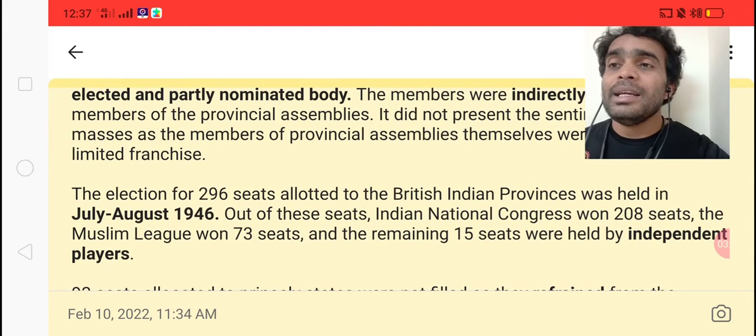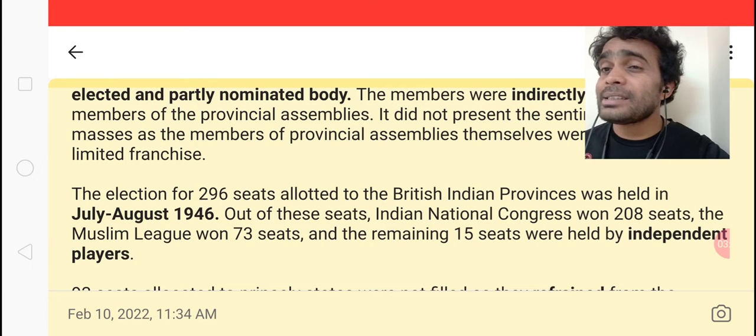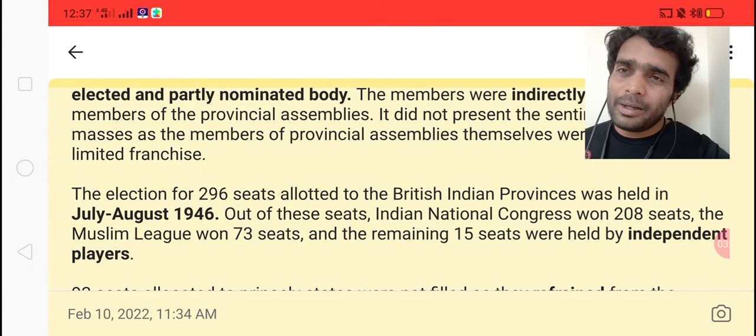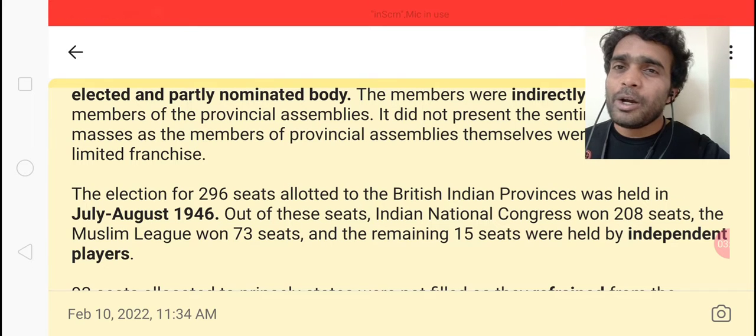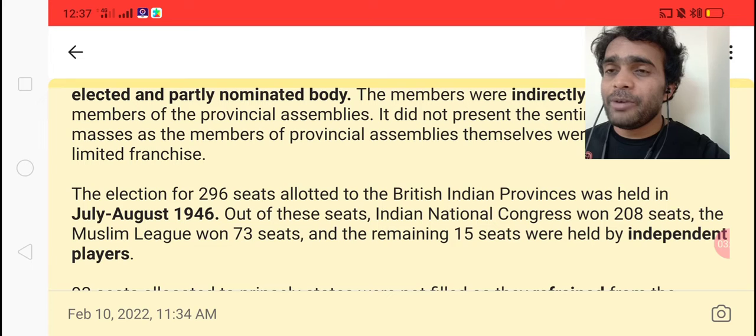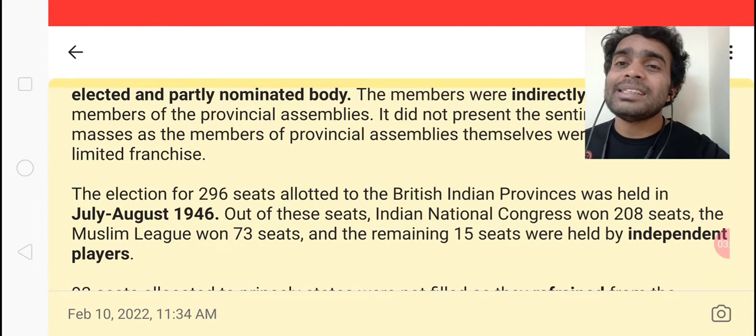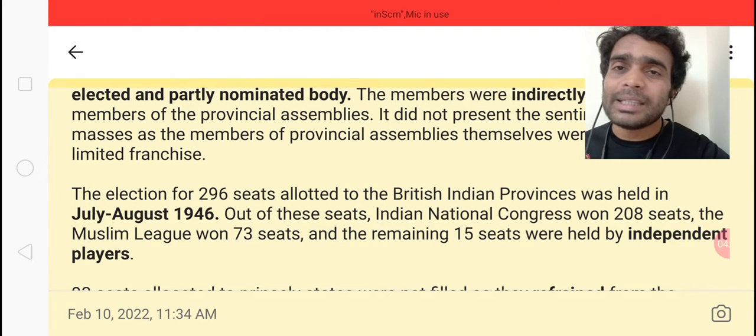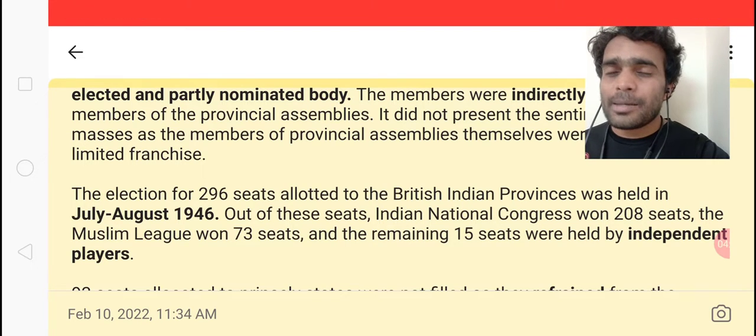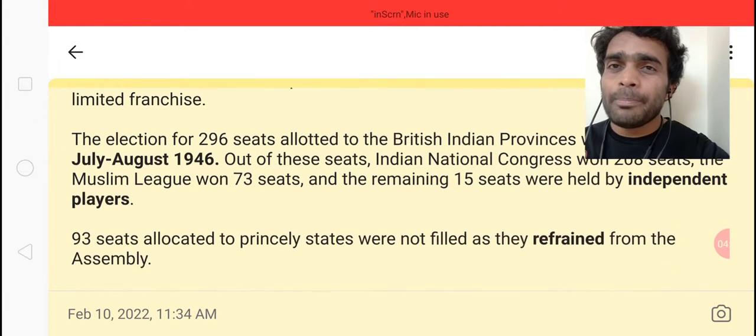Finally, the election for these 296 seats allotted to the British Indian provinces was held between July and August 1946. In this, the Indian National Congress won 208 seats and the Muslim League won 73 seats, and the remaining seats were held by independents, that is, members who belonged to neither of these two major political parties. This is an important prelims fact.